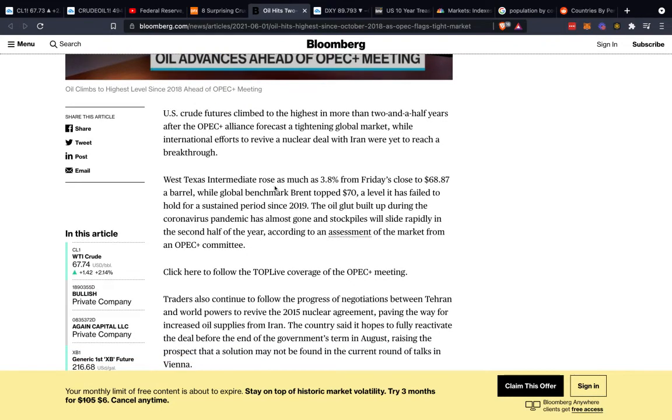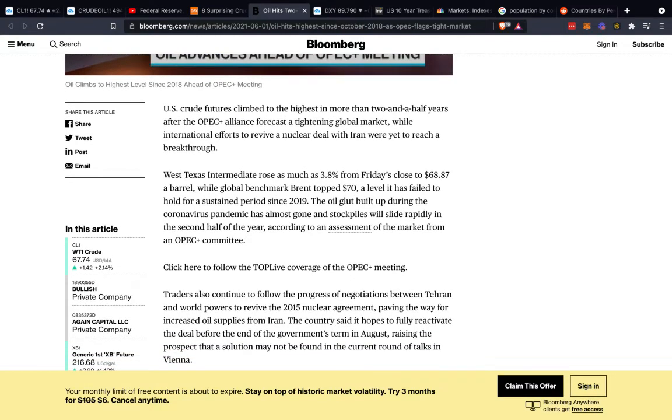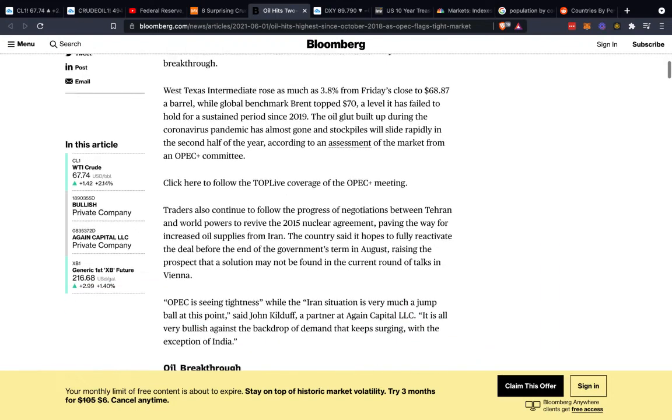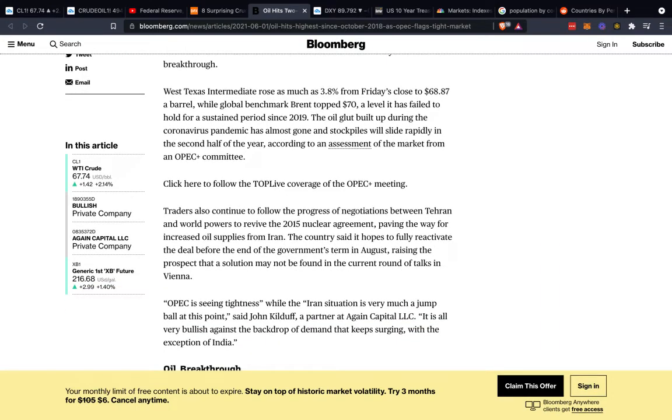Crude futures climbed to the highest in more than 2.5 years after the OPEC Plus alliance forecasted a tightening global market, while international efforts to revive a nuclear deal with Iran were yet to reach a breakthrough. West Texas Intermediate rose as much as 3.8% from Friday's close to $68.87 a barrel, while global benchmark Brent topped $70, a level it failed to hold for a sustained period since 2019. The oil glut built up during the coronavirus pandemic has almost gone, and stockpiles will slide rapidly in the second half of the year, according to an assessment of the market from an OPEC Plus committee.